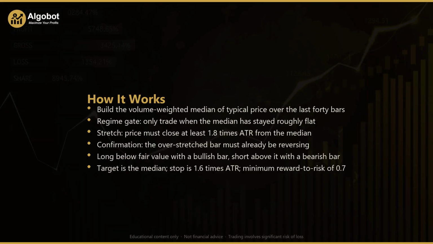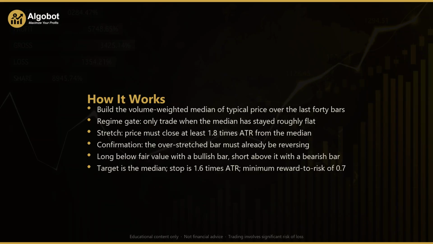The bar must close at least the stretch multiple, 1.8 times ATR, away from the median. That distance self-scales with volatility, so it stays statistically meaningful in both calm and busy markets. Fourth is confirmation of reversal. The strategy does not fade a still extending move. For a long, the overstretched bar sits below the median but must close bullish, above its own open, confirming the first tick of reversion. For a short, the bar sits above the median and must close bearish.